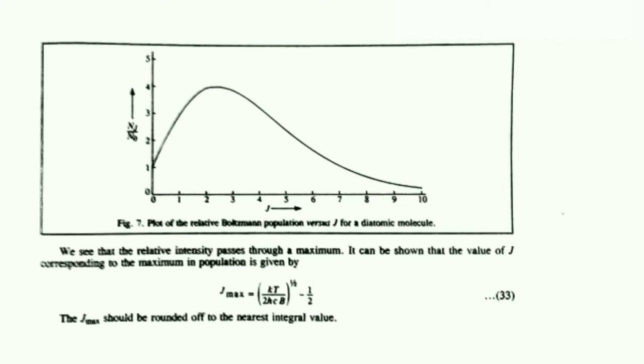So we see that the relative intensity passes through a maximum value, and it can be shown that the value of J corresponding to the maximum population is given by J max equal to (kT by 2hcB) to the power half minus half. The J max should be rounded off to the nearest integral value.